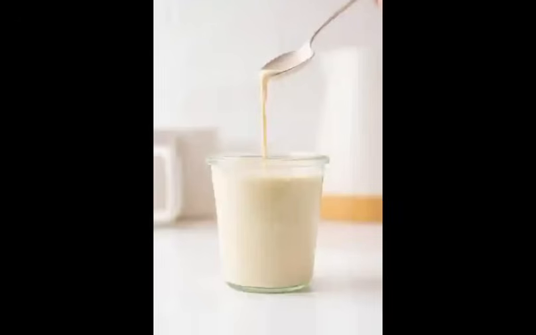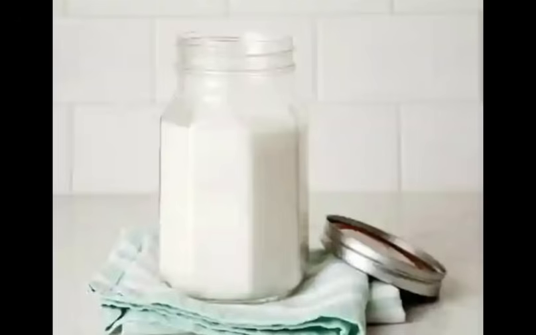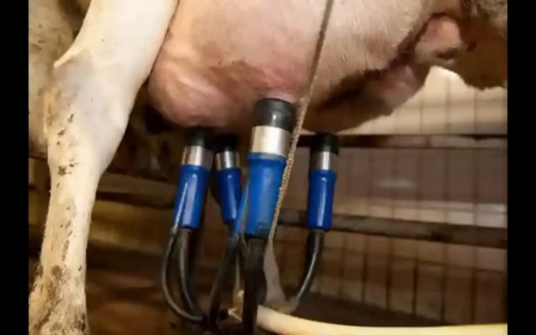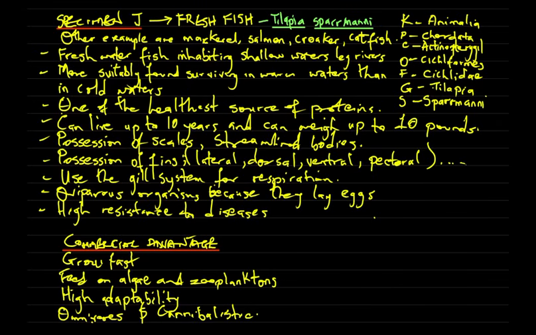So we have these pictures here which will help us understand what we are talking about. This is what the milk looks like. You can see it when it is evaporated. So that is about specimen H, and we'll move over to the next specimen, which is specimen J.